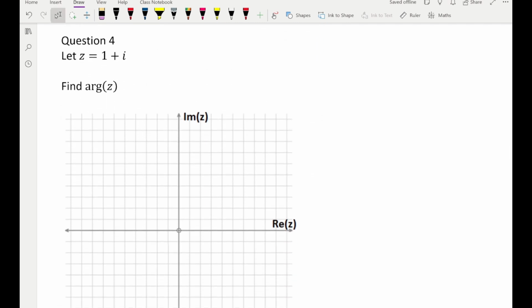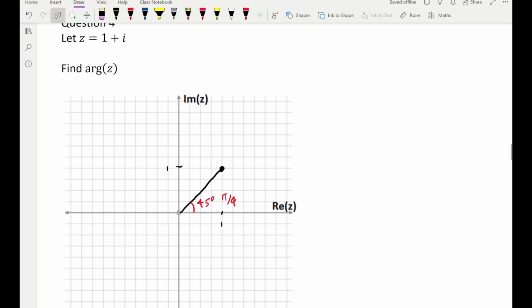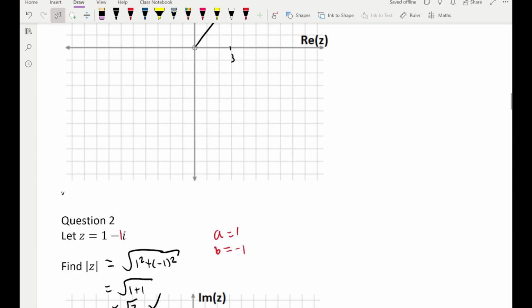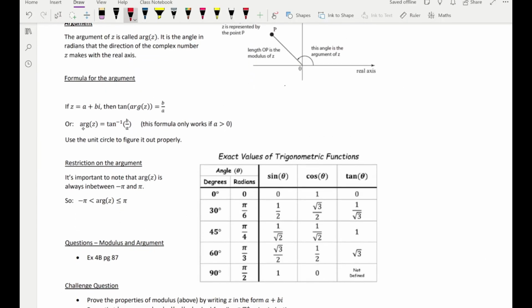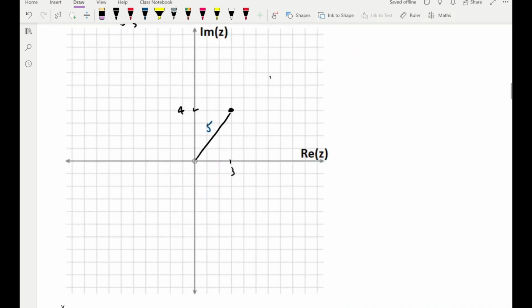So next we've got argument. I'm going to bump up my scale a bit here, so we can see really clearly. I've got this complex number up here, and the argument is basically going to be the angle in there. Hopefully you can see that's 45 degrees or pi over 4. If we're in radians, pi over 4 is preferred. Let's see why exactly. For the argument formula, you want to inverse tan the imaginary bit over the real bit. So let's do that.